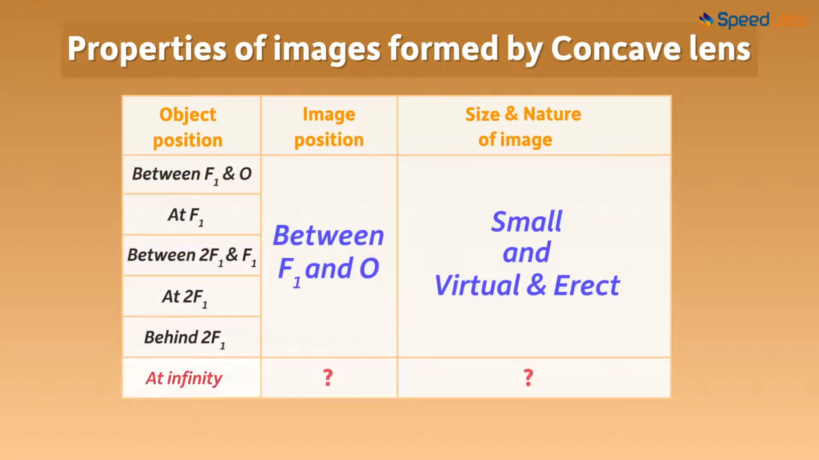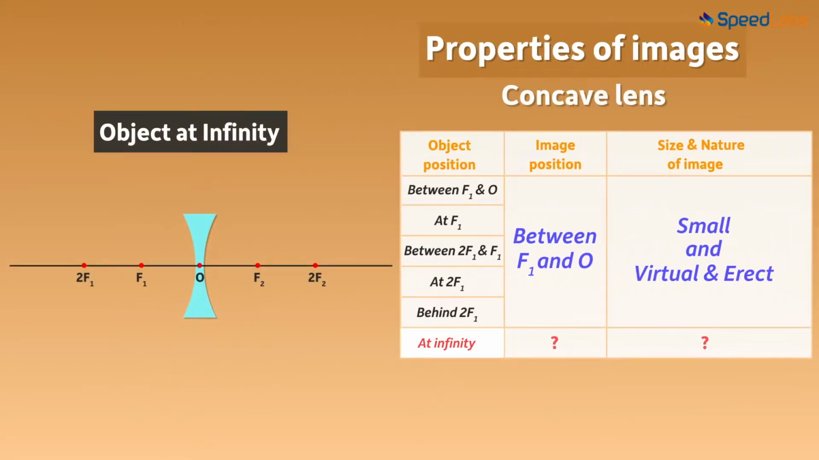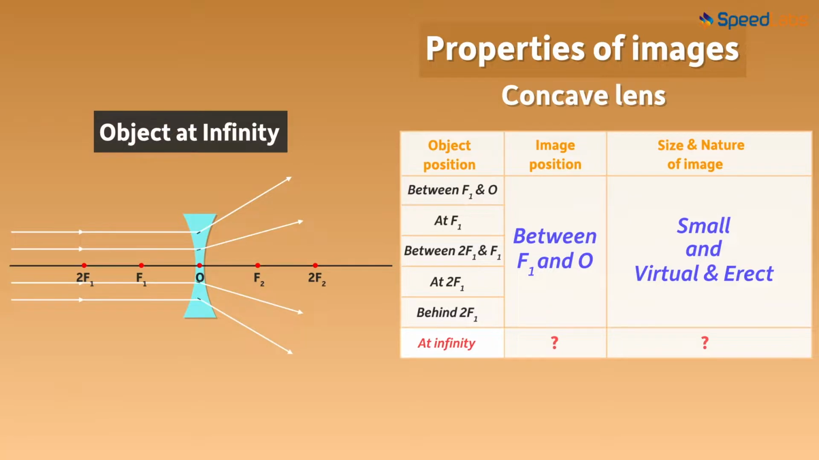What about this case when the object is kept infinitely far away from the lens? Well, for an object at infinity, we consider all the rays reaching the lens to be parallel to each other. These rays diverge after refraction as usual. But when I extend these rays backwards, they meet at a single point. And what is this point called? Yes, this point is called the focus. In our case, this is the principal focus.